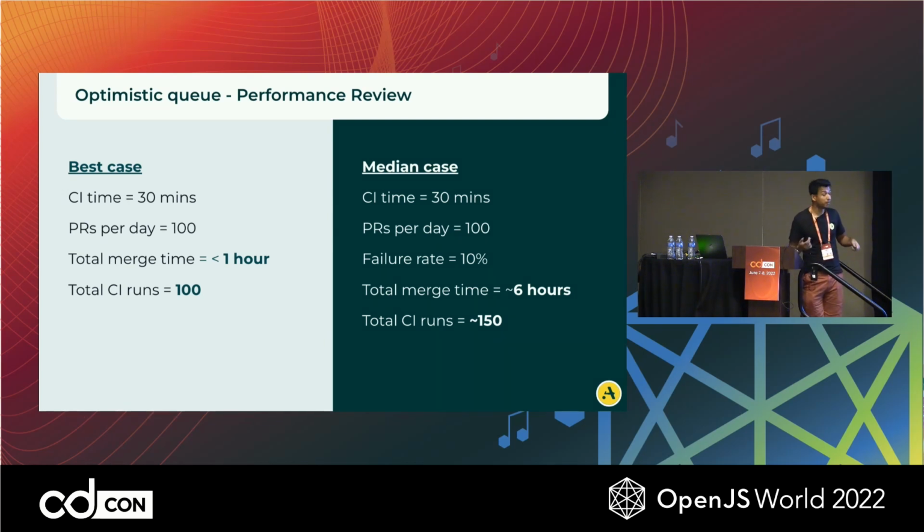And the main thing here is that the CI runs are going to increase. Instead of the 100 CI runs that you were running sequentially, now you'll probably run about 150, because you're doing more optimistic builds.